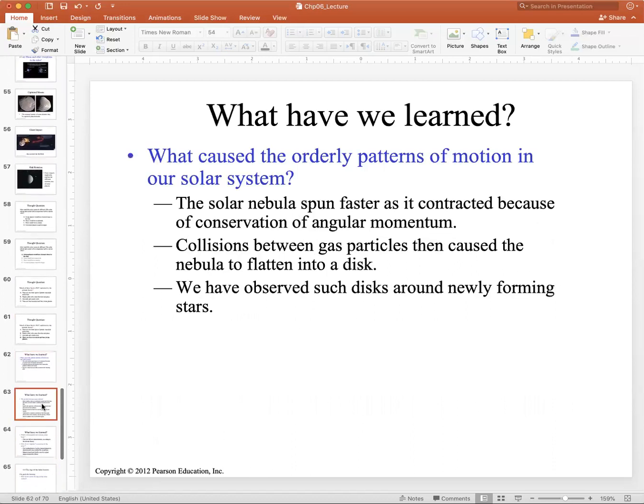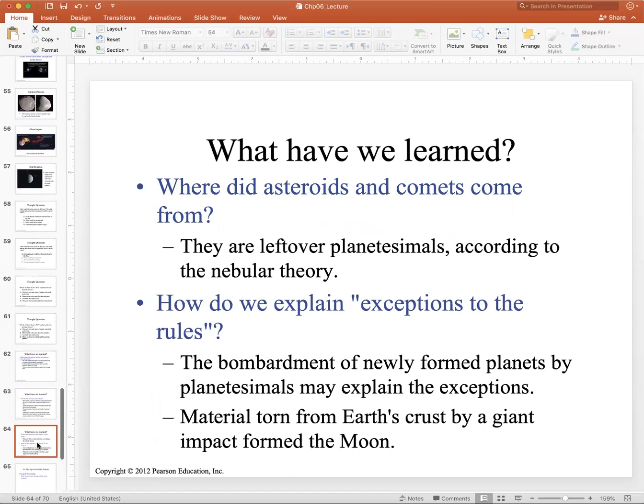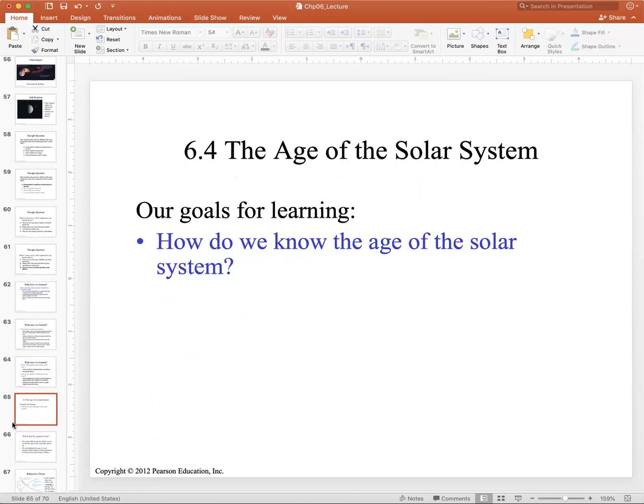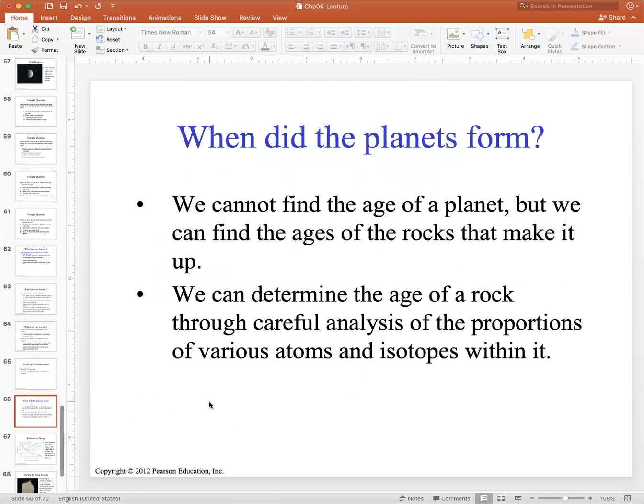All right. Now we go to the last part of this chapter. We want to know when these planets formed. We cannot find the age of a planet itself, but we can grab a sample, bring it back, and study it. We can determine the age of a rock through careful analysis of its isotopes.